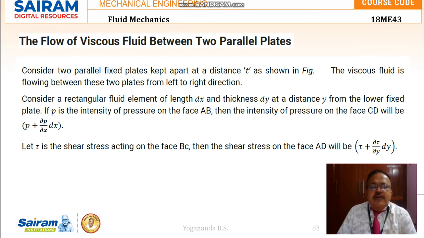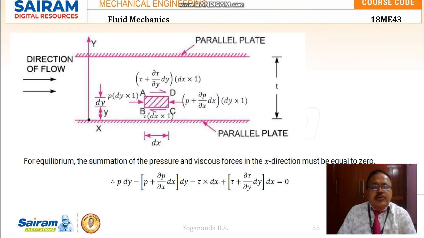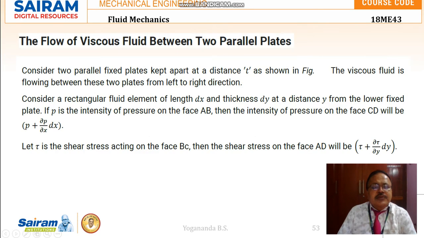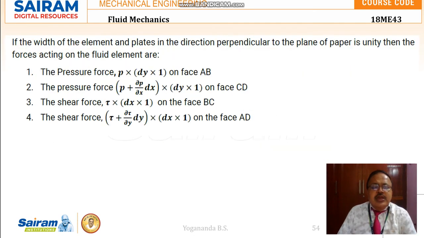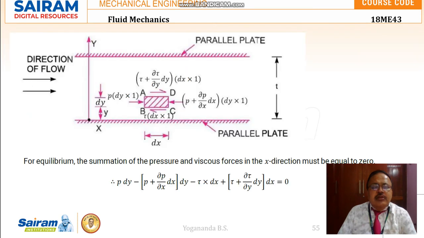The element is at a distance y from the lower fixed plate. P is the pressure intensity on the face AB, in the direction of flow. Then P plus del P by del x into dx is the pressure intensity on the face CD, in the direction opposite to the flow.